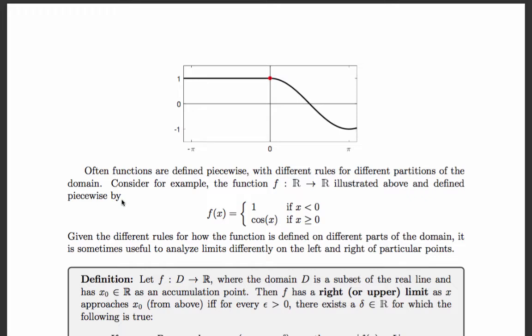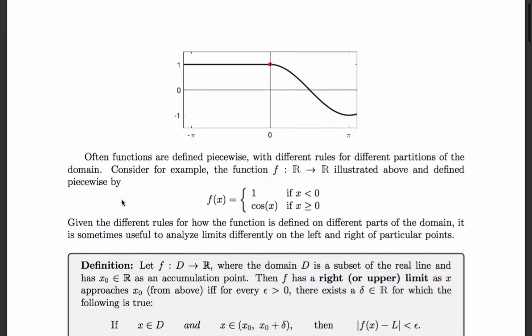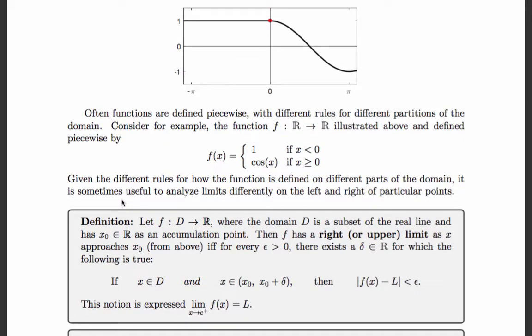So we're going to define what it means to have a left limit and a right limit, and how we can use each of those to determine whether the actual limit exists.